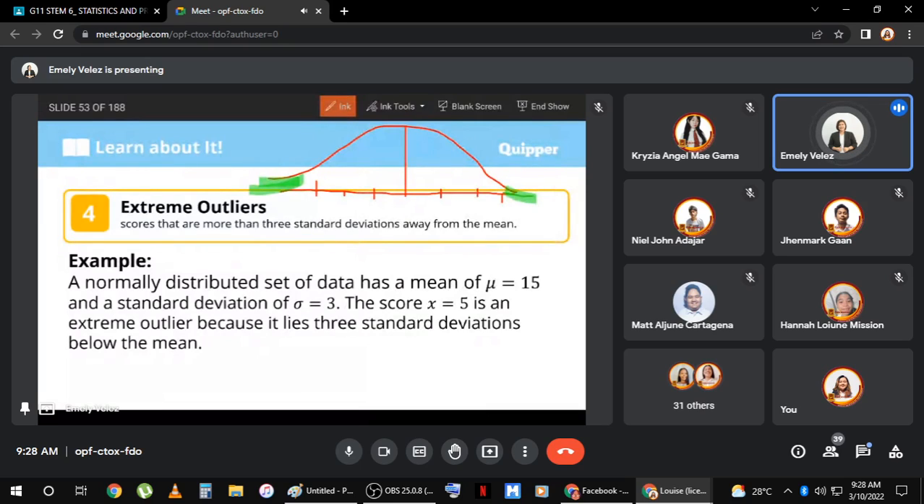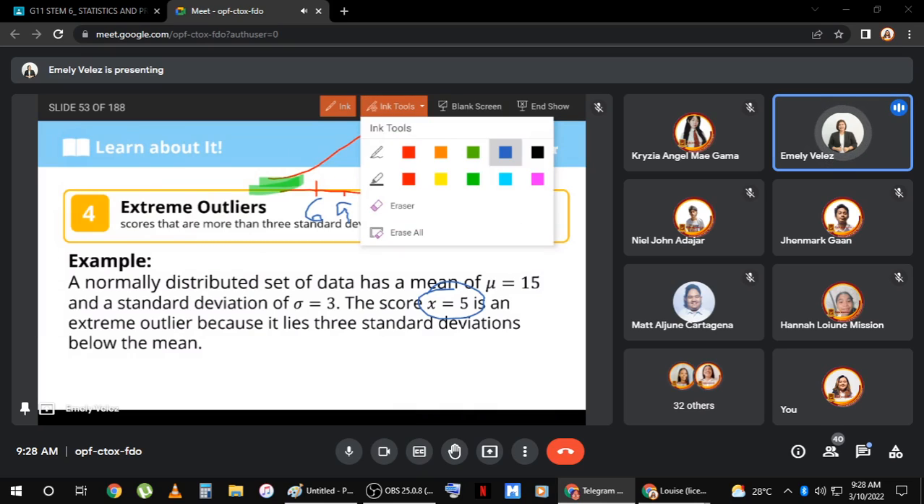If we have this one based on the given, we have a mean of 15. What is the standard deviation? 3. So, 18, 21, 24. Right after 24, we call them extreme outliers on the right side. On the left side, you have 12, 9, 6. Right before 6 are the extreme outliers on the left side. Since the given is 5, let's see where 5 is located.